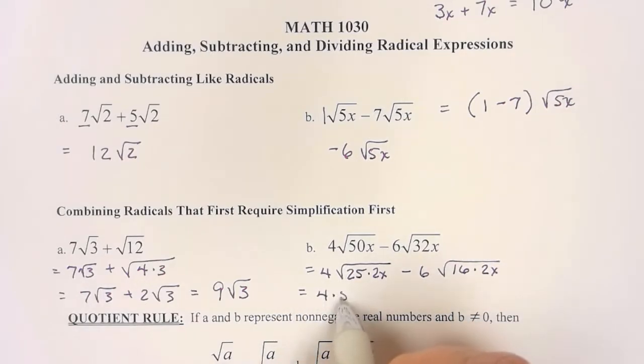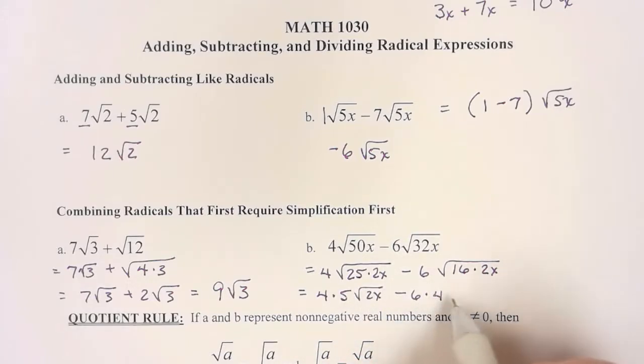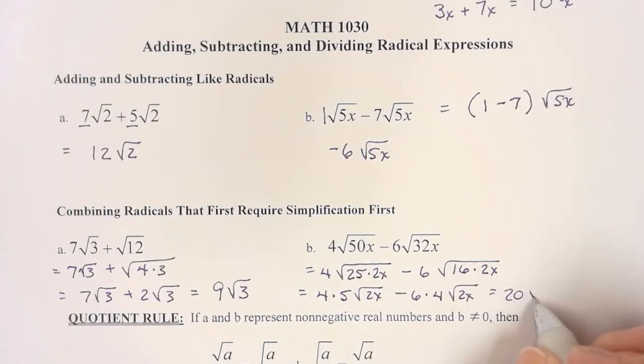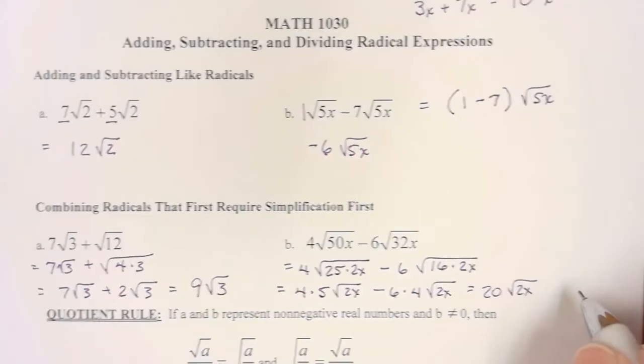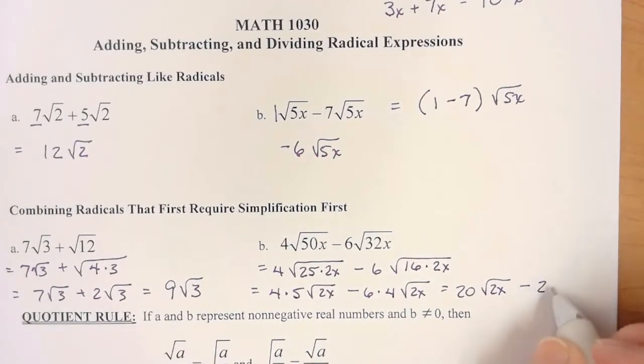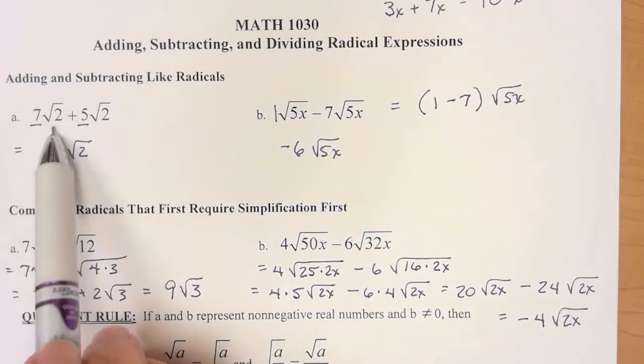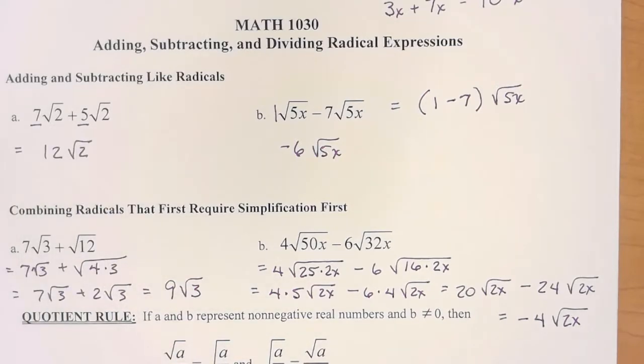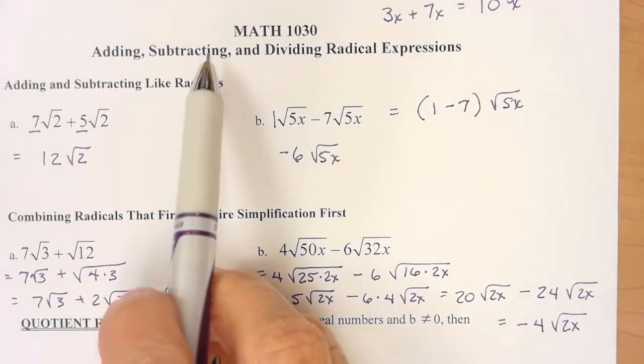So that comes out as 5 square root of 2x, and 6 times 4 square root of 2x. 4 times 5 is 20 square root of 2x minus 24 square root of 2x. So now it looks like I've got a negative 4 square root of 2x. So if you're asked to add or subtract, the radicals must be the same to allow you to combine those coefficients. Now, the title was adding and subtracting, so we've done that.